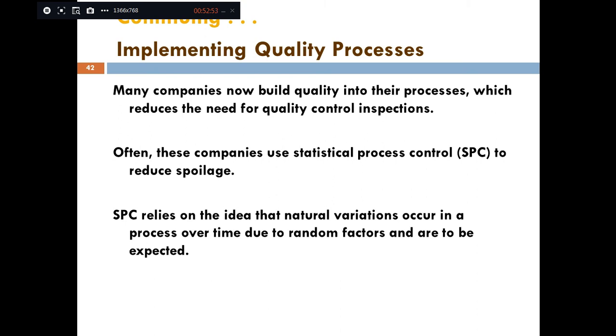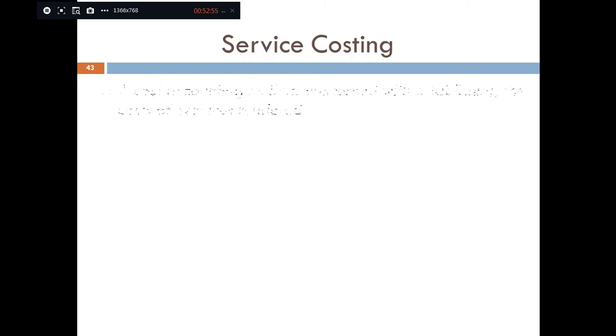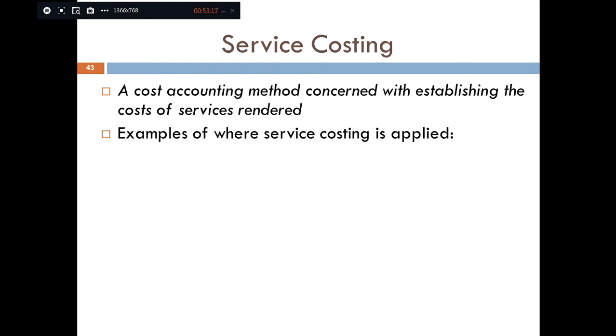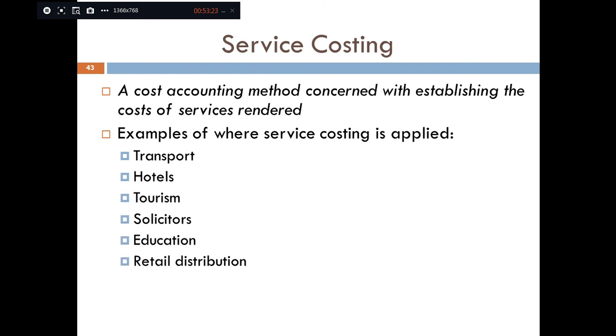The other is service costing. Service costing is a cost accounting method concerned with establishing the cost of service rendered. Example: transport, hotel, tourism, education sector, all those services which need service costing. Service costing is also applied within a manufacturing setting. For example, a manufacturer might wish to calculate the cost of the following services: transport, catering, computing and IT service.